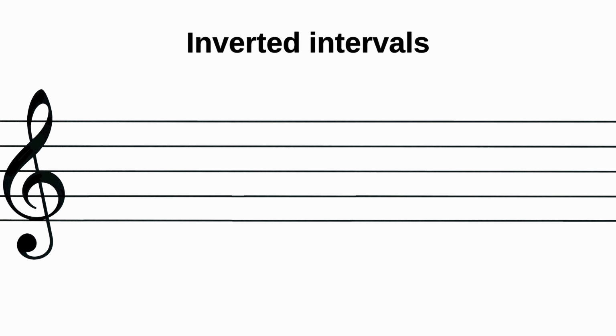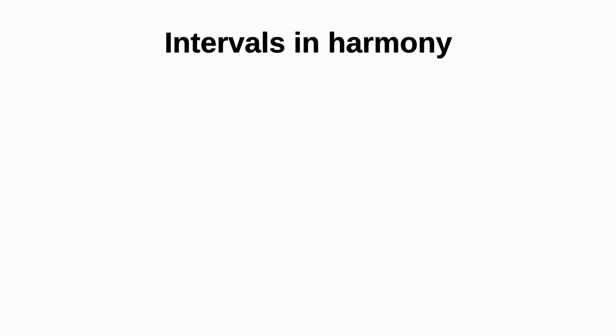When you invert an interval, you take the bottom note and move it an octave higher, or the top note and move it an octave lower. For example, if you have a major third from C to E, the inverted interval would be a minor sixth from E to C. Intervals are not only important in melody but also in harmony.